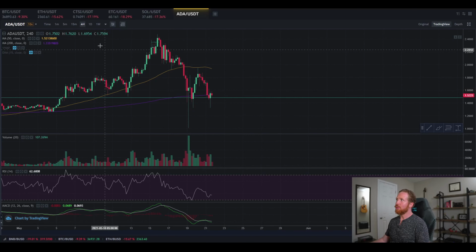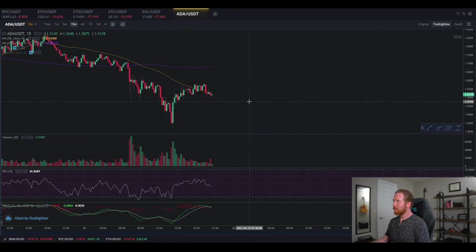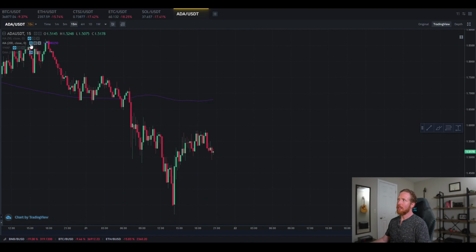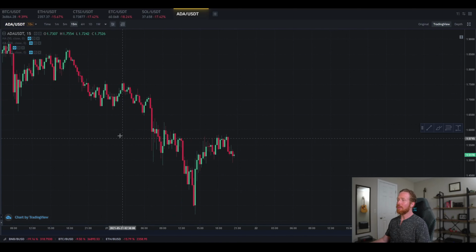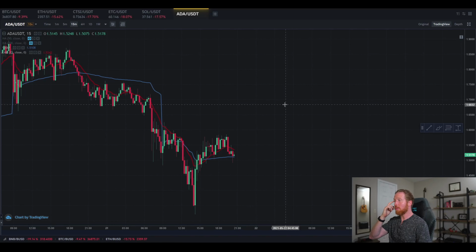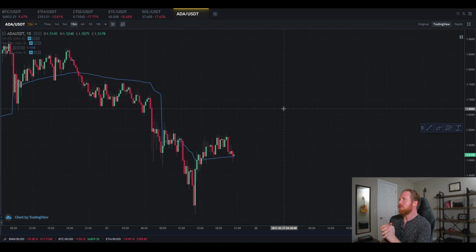Moving on to the 15-minute chart. I always disable my moving averages because they're less relevant on the 15-minute chart, whereas the VWAP and the EMA, the exponential moving average, are more important on the shorter time frames. More specifically, the VWAP. Let's just focus on that for now. If you're not familiar with the VWAP, it essentially allows you to understand what the average volume was in the last 24 hours expressed as a price.